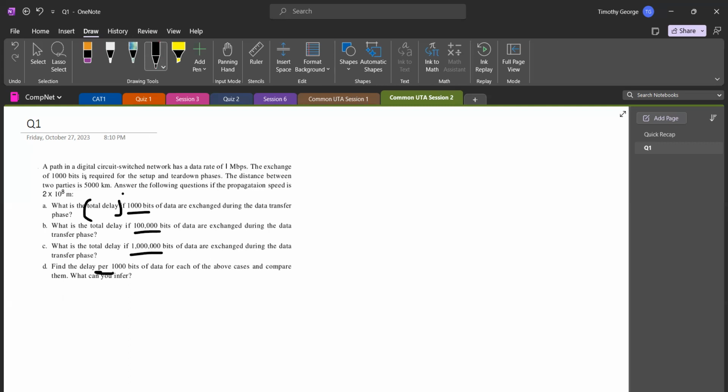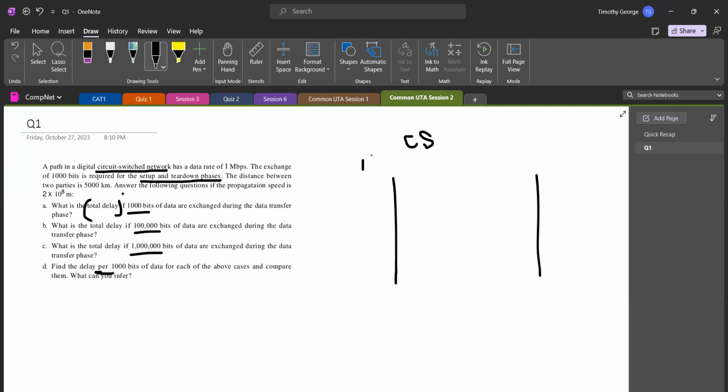The only specification that we have here is that it's a circuit switch network, and we'll see how this matters. Oh, it's given here, setup and teardown phases. So that is what I was going to say. So how does a circuit switch network work? What are the setup and teardown phases? I'm going to draw a little diagram here. I hope it'll clear up a lot of things.